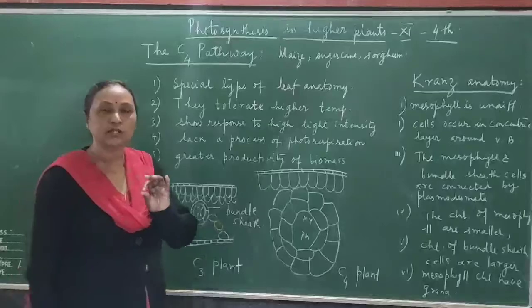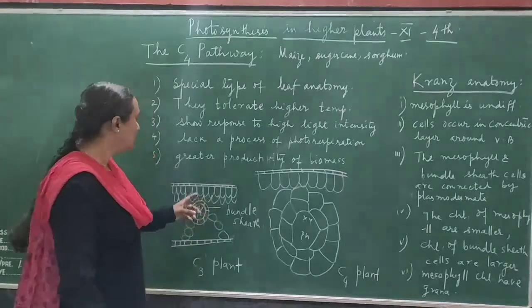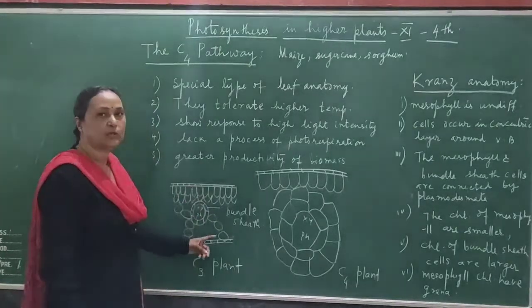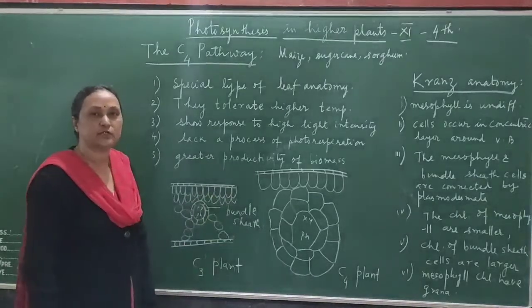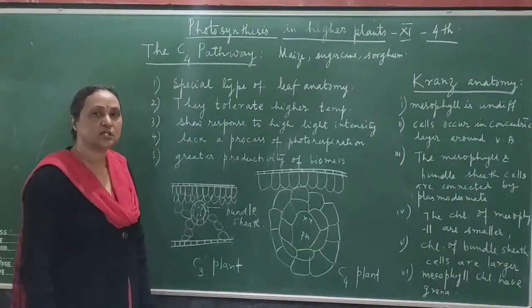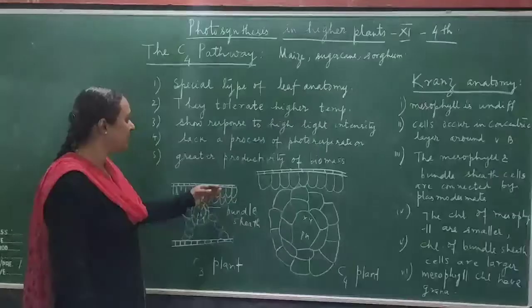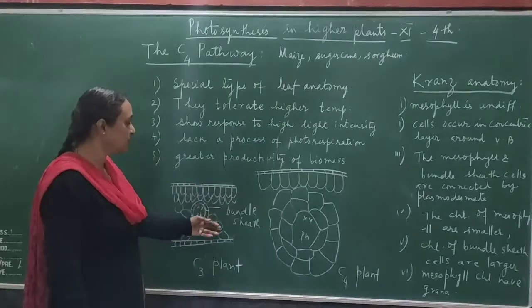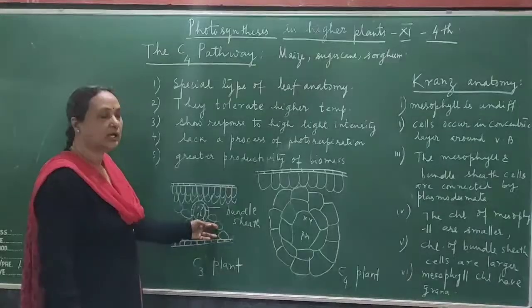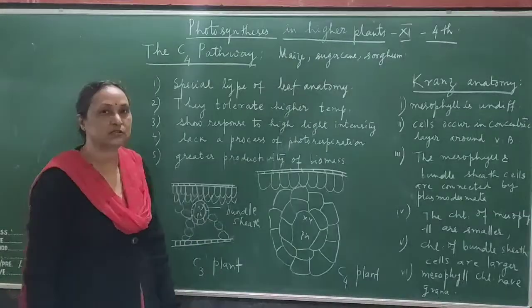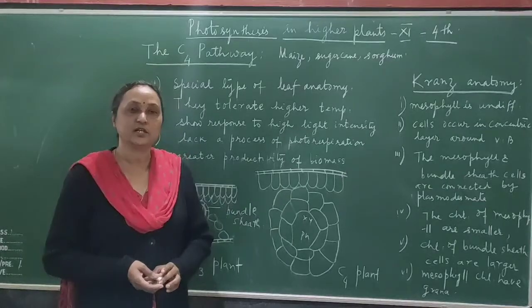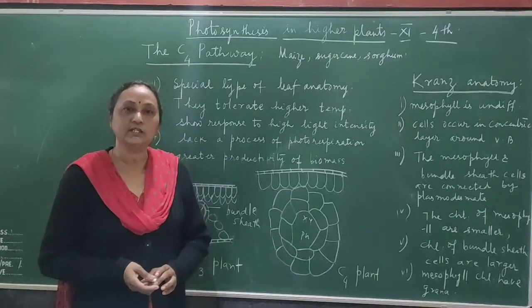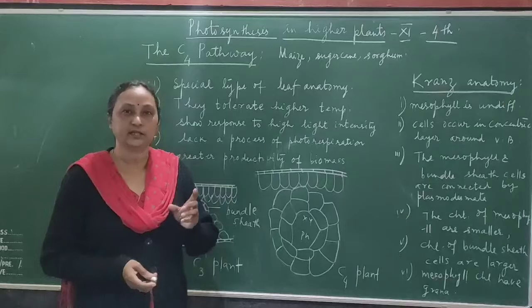Alright. So what is the leaf anatomy in a C3 plant? There is one upper epidermis and one lower epidermis. Below the upper epidermis, the next layer is called mesophyll. Mesophyll is differentiated into 2 layers. The upper layer is called the palisade layer and the lower layer is called the spongy layer. In the middle portion you can find the vascular tissue, which consists of xylem and phloem, and it is surrounded by a layer called the bundle sheath layer. It is a single layer.